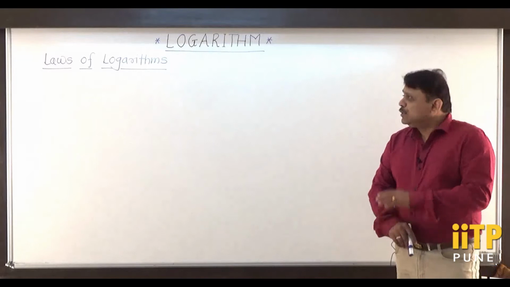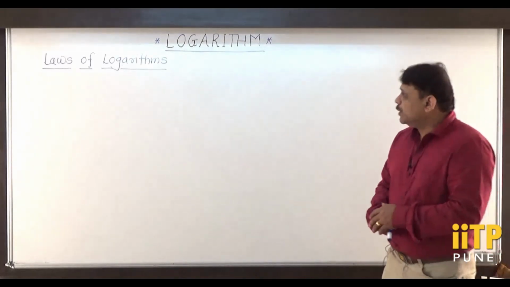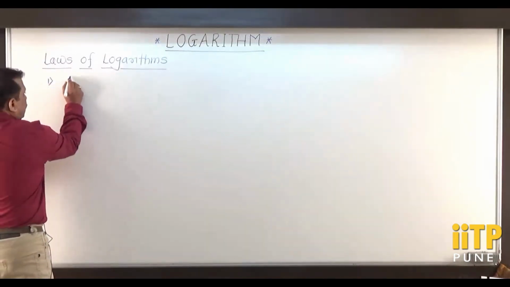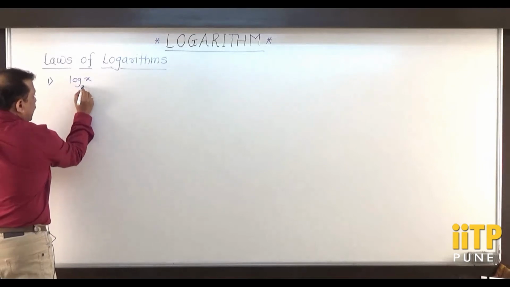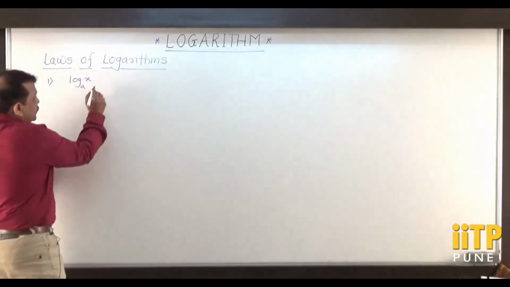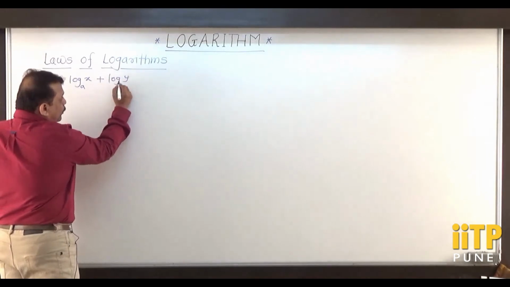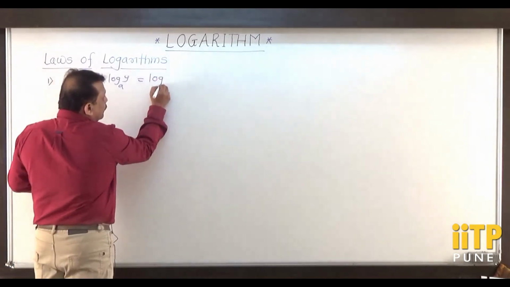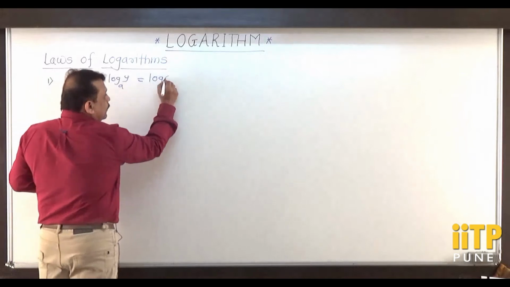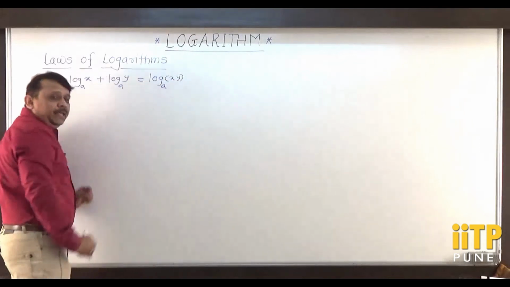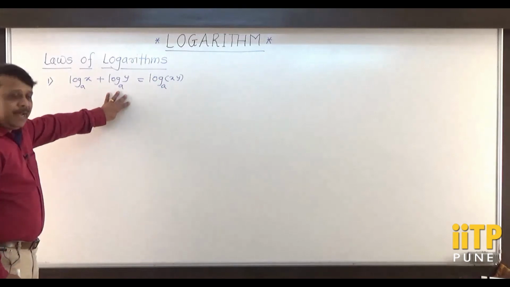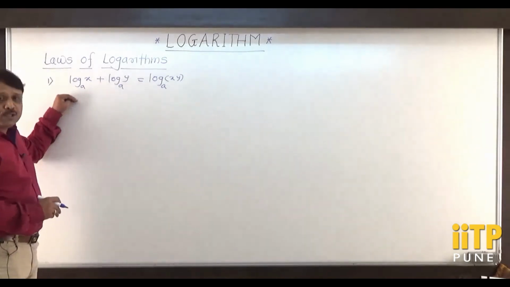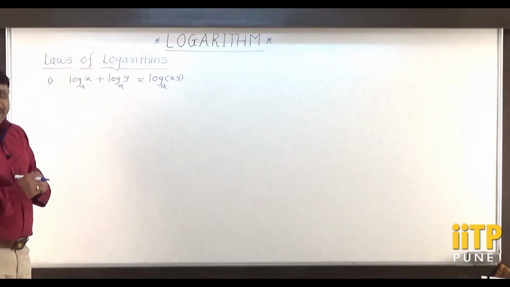Let's study now some laws of logarithms. First law: log of x to the base a plus log of y to the base a. I can write this as a single log, taking the product of x and y to the same base a. So log x plus log y is equal to what? Log of xy to the base a. So this is the very first rule or law of the logarithm.